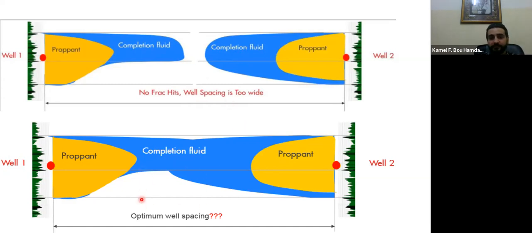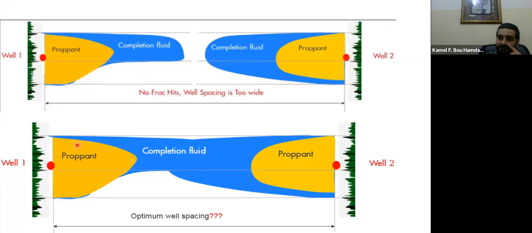In the second case, we have a frag hit because the completion fluids have crossed each other. So again, which is going to be the optimum well spacing? Well, you should look at it from another perspective. We don't really need interference between the wells, that's true. If we can avoid interference, that's going to be better. However, here the interference is between completion fluids and not really between proppants.